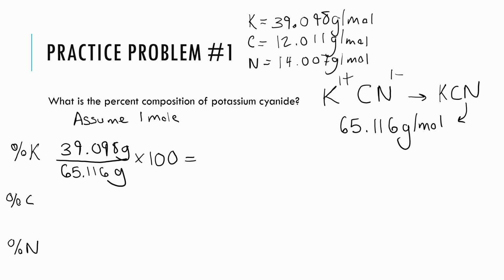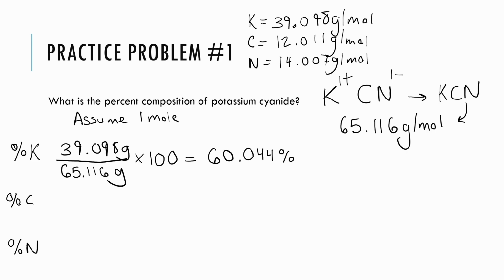So to calculate this, we would take 39.098 divided by 65.116, then times it by 100. We have, in this case, 5 significant figures. So we're going to go out to 5 significant figures for this one, and we would get 60.044%.